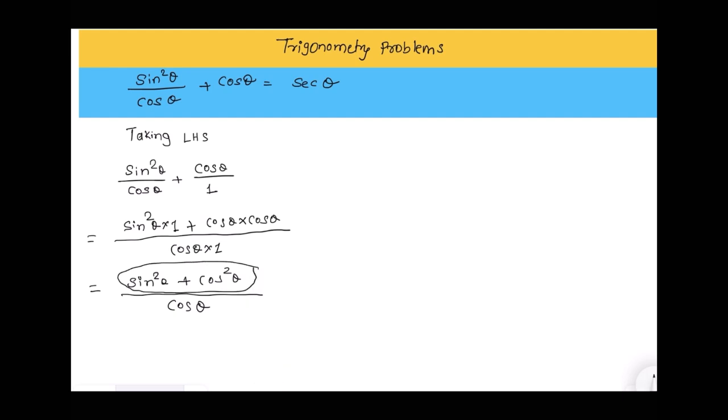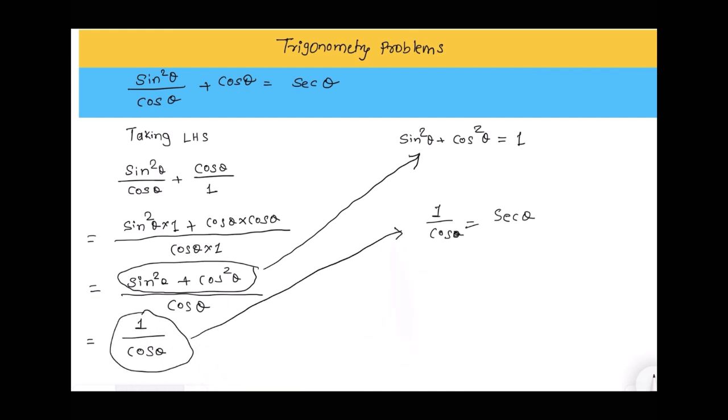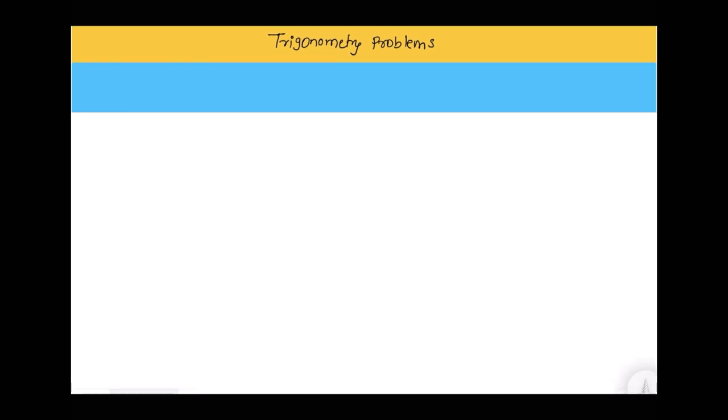Numerator is sin square theta plus cos square theta. Tell me, what is sin square theta plus cos square theta? That's correct. Sin square theta plus cos square theta is equal to 1. So we can say 1 upon cos theta. But what is 1 upon cos theta? Yes, 1 upon cos theta is nothing but sec theta. So sin square theta upon cos theta plus cos theta is equal to sec theta. Easy? Let's see the next.